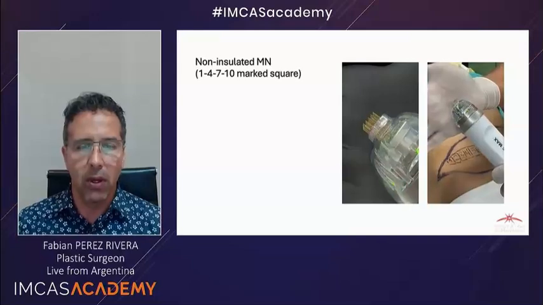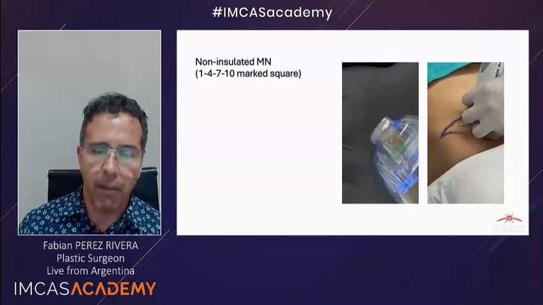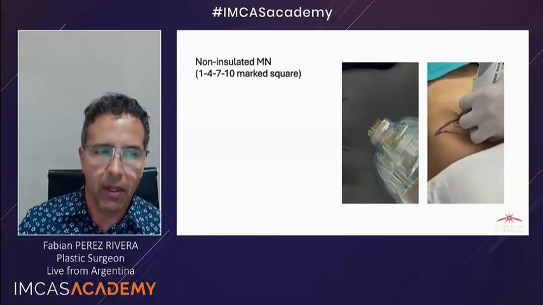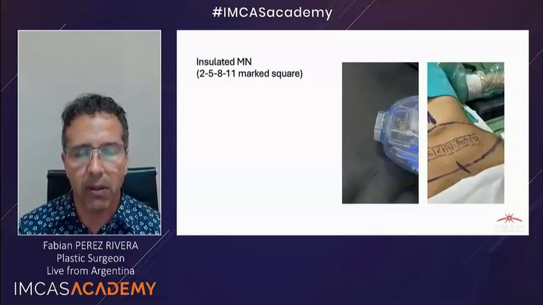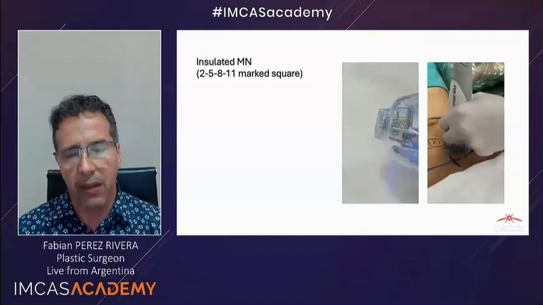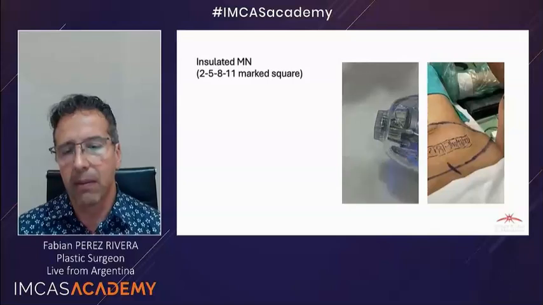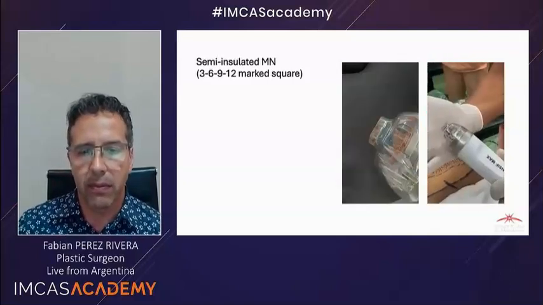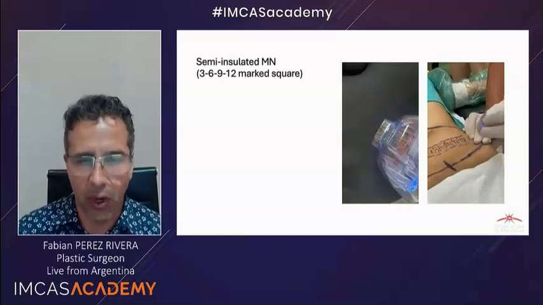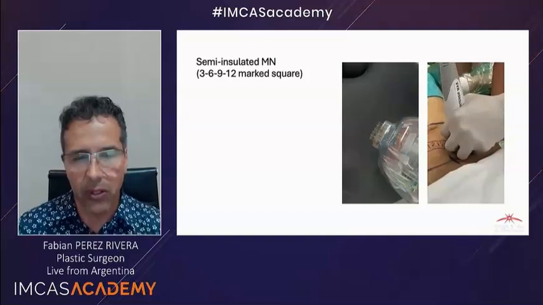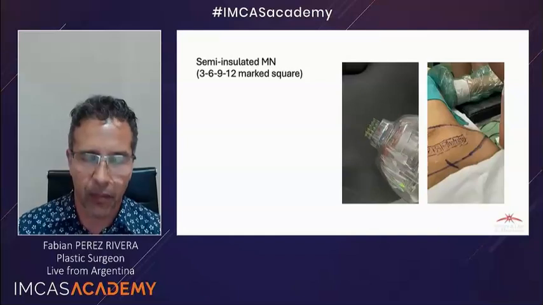Here is a close view of the 25 non-insulated microneedle and the sample that I chose to treat. Here is a close view of the insulated microneedle, and you can see here only the tip of the microneedle acts. And the last one, the semi-insulated microneedle, with the typical zebra view, because it has non-insulated, insulated, non-insulated, and insulated sections in the same needle.